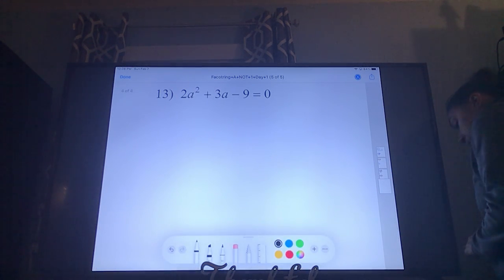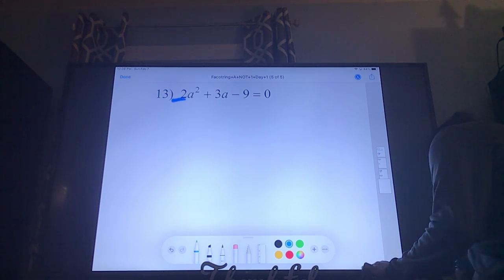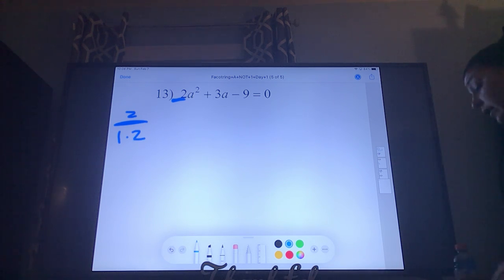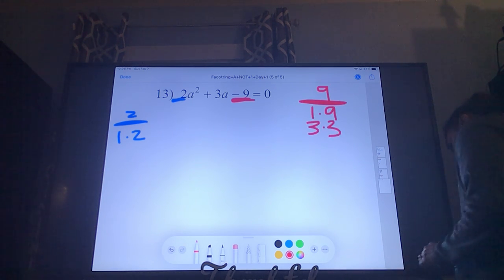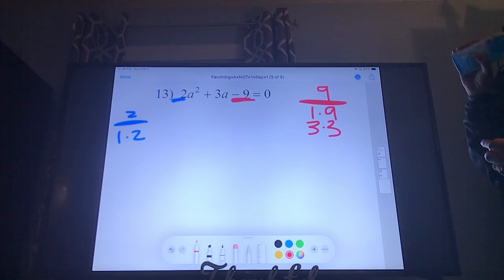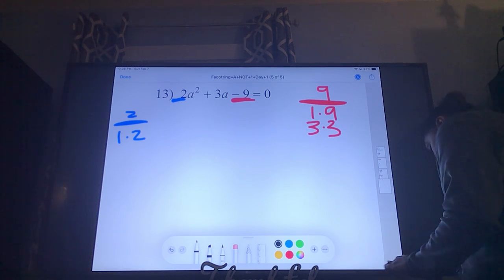Okay, look at 13. We're going to factor our numbers. I got a 2, so you got 2 and 1 and 2. And we're going to factor this 9. So you got 1 and 9, 3 and 3. Okay, draw your parentheses.